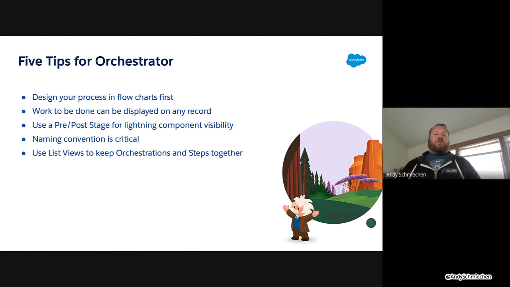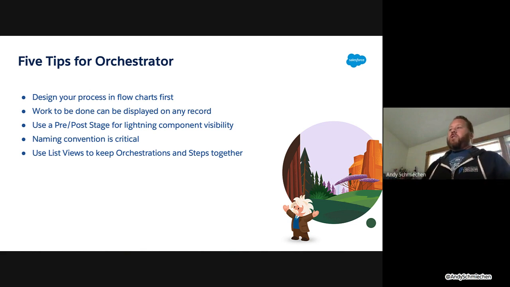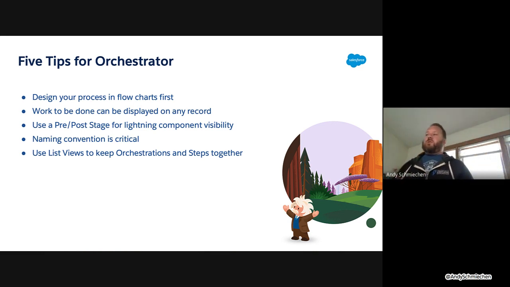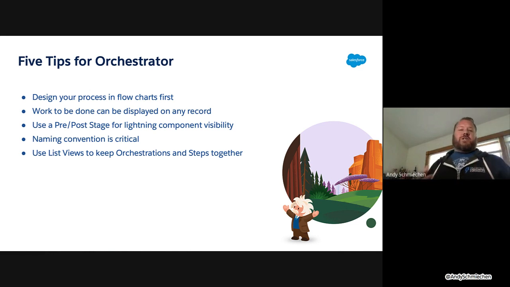I showed the work to be done all on the same record page, but it can actually be displayed on any record page. If you wanted to split up where the work is being done from that new hire record to maybe the contact record, you could do that. There's nothing preventing you from doing that. Right now, I suggest you use a pre and post stage for setting component visibility. That's the only way that I've figured out how to do that right now.